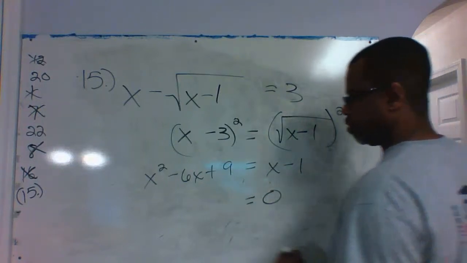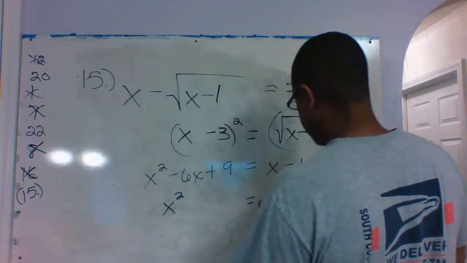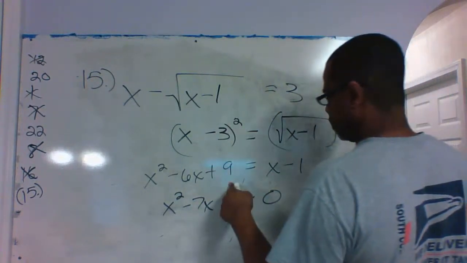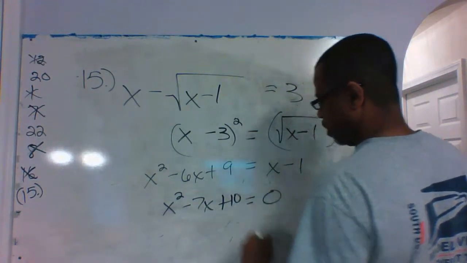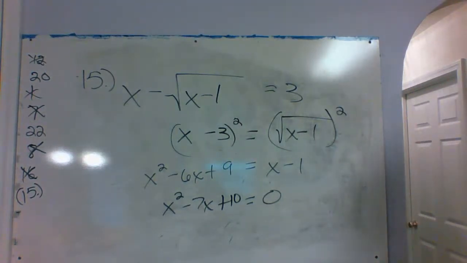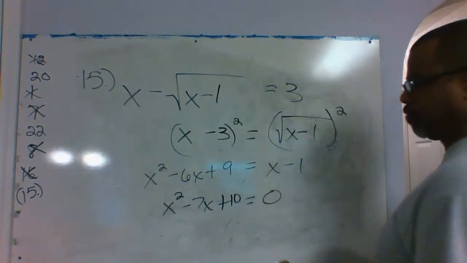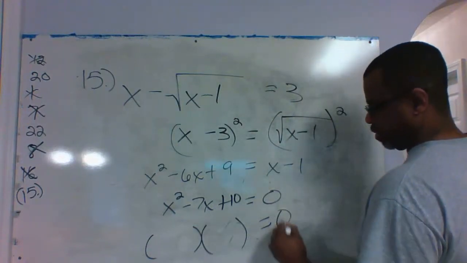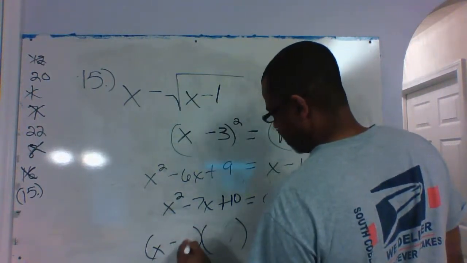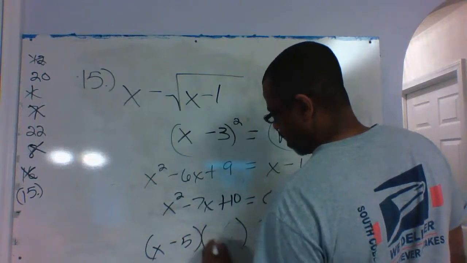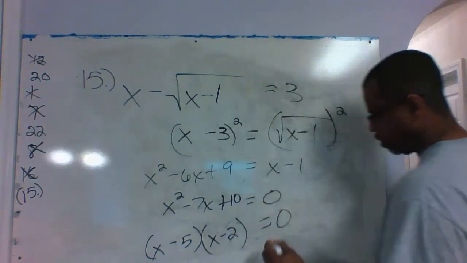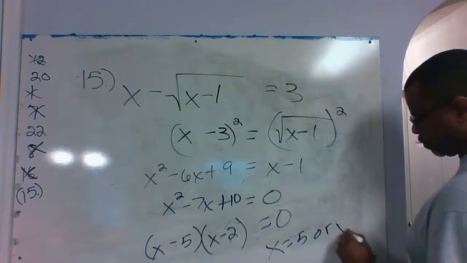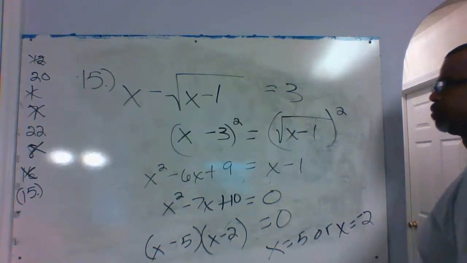So this will be what? 0 equals x squared. We move this over, negative 7x. Move this over, plus 10. So we're going to factor. Then we have to check for extraneous solutions. We've done enough factoring, we should know how to do this. So this is x minus 5, x minus 2. So with the solution, we have x is equal to 5 or x is equal to negative 2.